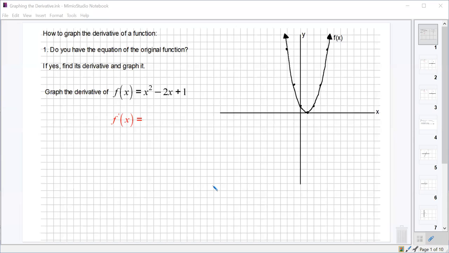So we're going to start with a nice easy one, x squared minus 2x plus 1. So that's the function I've drawn here. And we're going to graph its derivative. So first off, what's the derivative? 2x minus 2. 2x minus 2, right? It should be a linear equation, right? Should have a y-intercept of -2, and it should have a slope of 2.